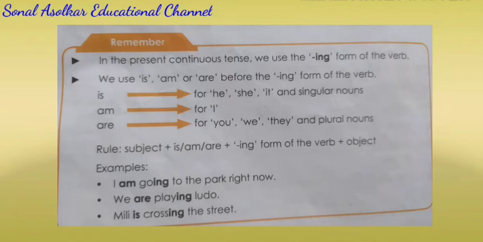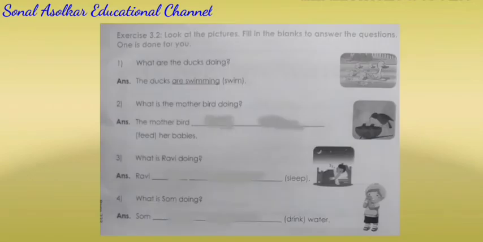Rule: subject plus is / am / are plus ing form of the verb plus object. Examples: I am going to the park right now. We are playing Ludo. Millie is crossing the street. Let's see exercise 3.2. Look at the pictures. Fill in the blanks to answer the questions.